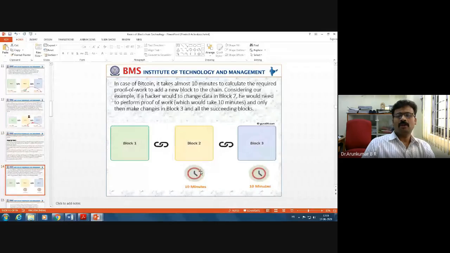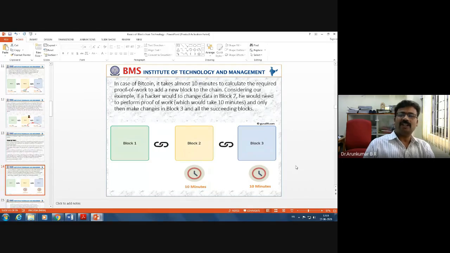Let's understand this with an example. In the case of Bitcoin, it takes almost 10 minutes to calculate the required proof of work to add a new block. Suppose a node wants to add a block to the chain, then it has to solve a certain puzzle, which takes about 10 minutes. If a hacker wants to change the data in block 2, he would need to perform proof of work, which takes 10 minutes, and only then can he change block 3 and all the succeeding blocks.